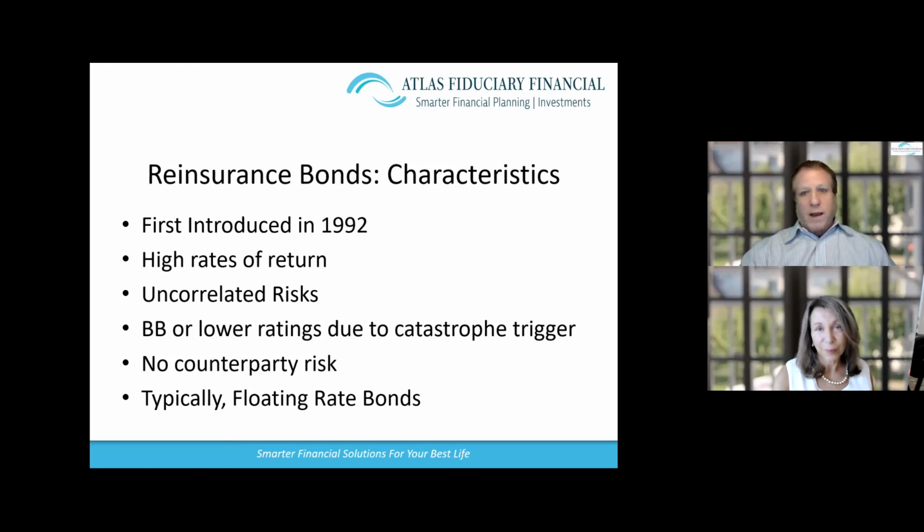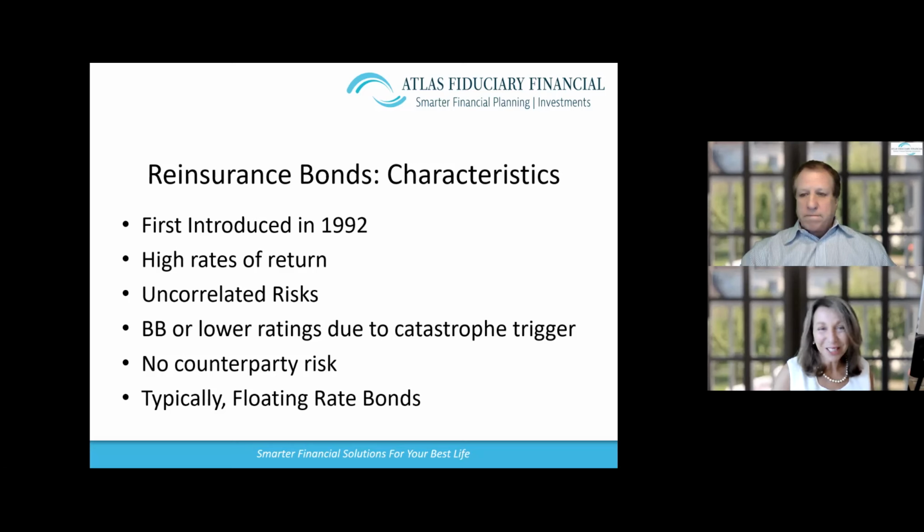They do have low ratings, and we're going to explain why. Their BB rating and below is not for the same reason, for example, that a high yield bond has that lower rating. It's for a different reason, because of a different type of risk, not default risk, another type of risk.